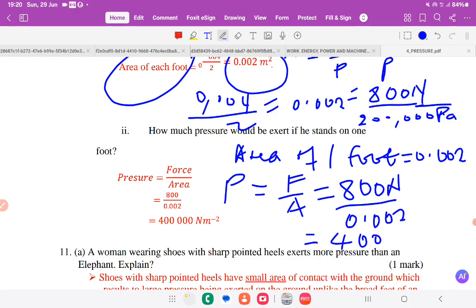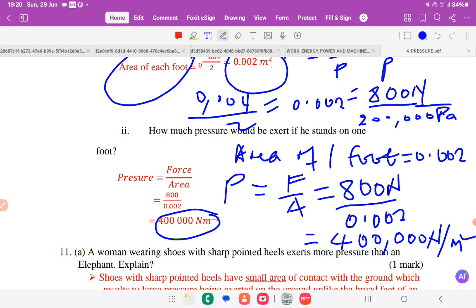400,000. So the pressure is almost doubled. We have reduced the area by half, so the pressure is going to be doubled. Don't forget the units, newtons per square meter.